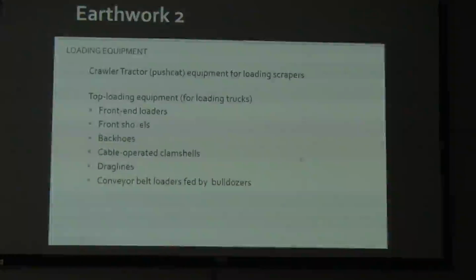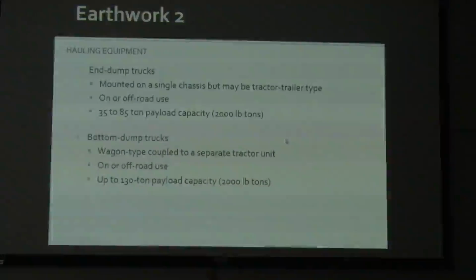Loading equipment, we'll have a crawler tractor, top loading equipment for loading trucks, front end loaders, front shovels, backhoes, cable operated clamshells, drag lines, conveyor belt loaders fed by bulldozers, and we saw some photos or drawings of those earlier. Hauling equipment, we have end dump trucks mounted on a single chassis, but maybe the tractor trailer type, on or off road use, 35 to 85 ton payload capacity, 2,000 pound tons. Typically we look at anywhere between 40 and 50 ton payload capacities.